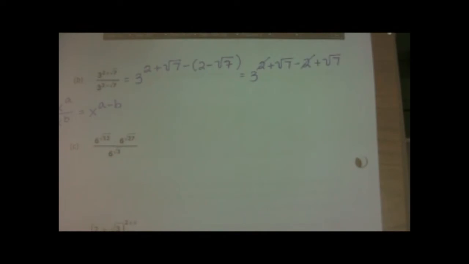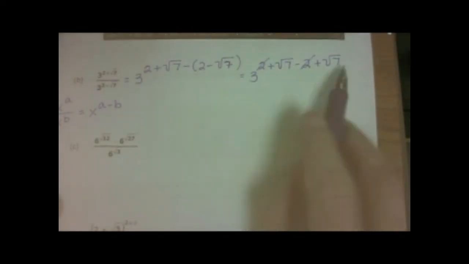All right? Now, let me go ahead and simplify that. This is 3 to the 2 plus square root of 7, distribute minus 2 plus the square root of 7. The plus 2 and the minus 2 cancel. And you have the square root of 7 plus the square root of 7, which is 2 square roots of 7.